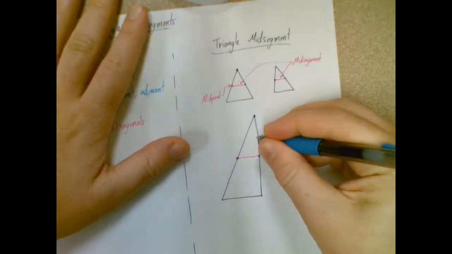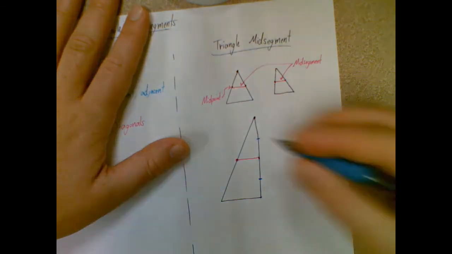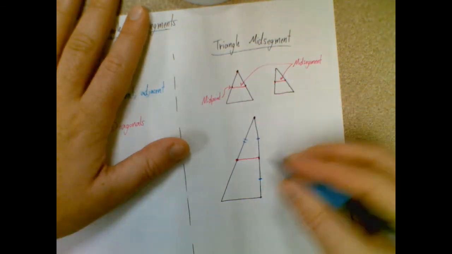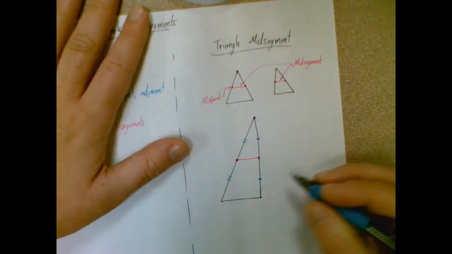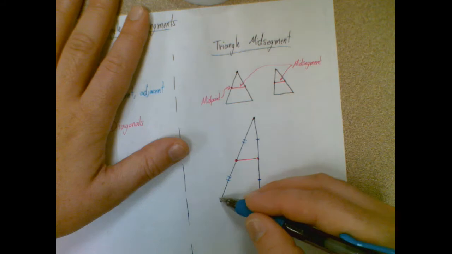So if this is the midpoint, it means these two pieces are equal, the lengths are equal, and these two pieces are as well. So if I go from here to the midpoint, if that length is 13, this bottom half would also be 13.